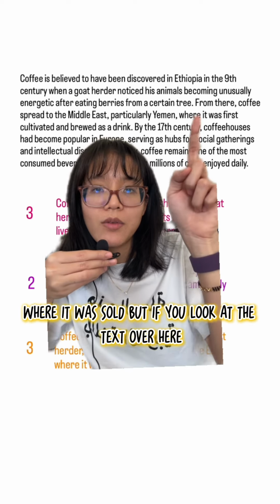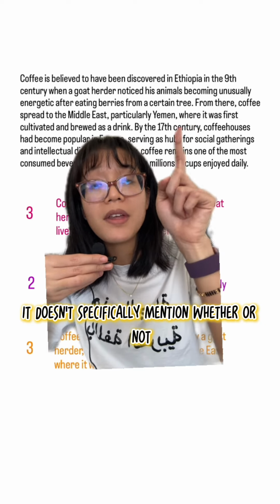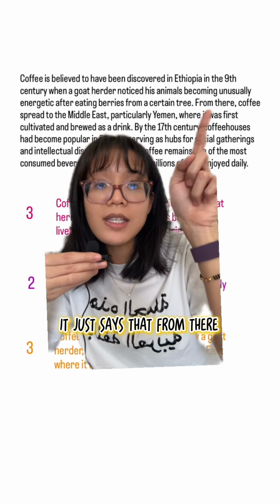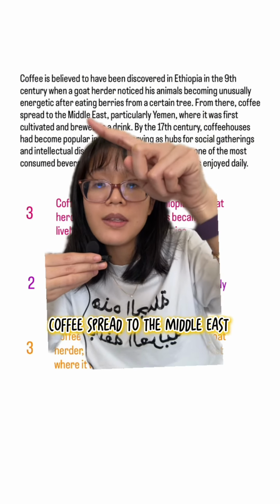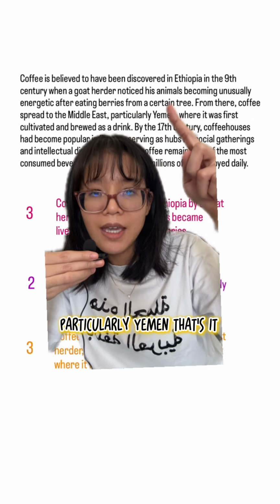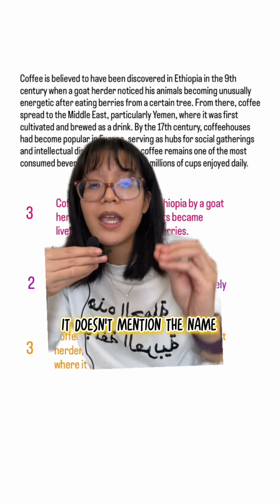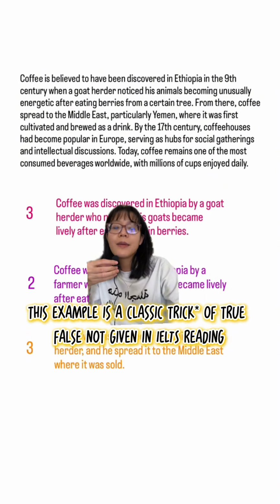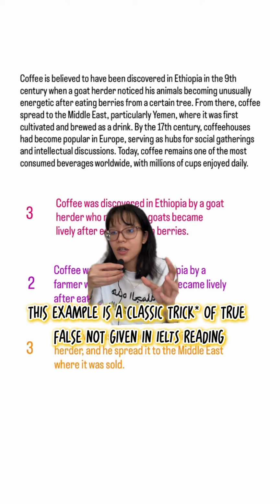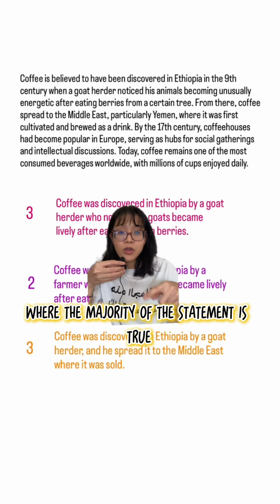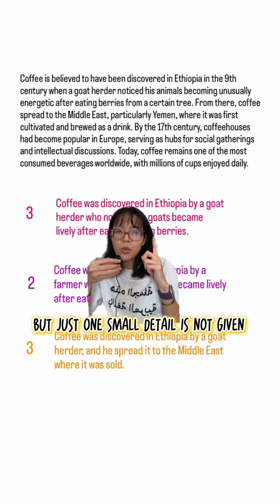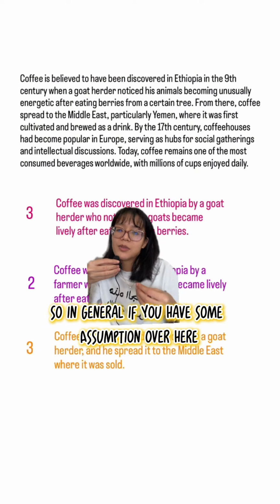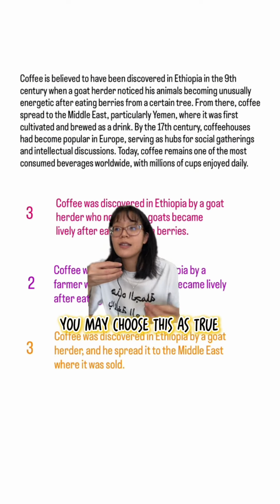But if you look at the text over here, it doesn't specifically mention whether or not this herder was the one who spread coffee to the Middle East. It just says that from there, coffee spread to the Middle East, particularly Yemen. That's it. It doesn't mention the name or specifically anyone who spread this coffee to the Middle East. This example is a classic issue of true, false, not given in IELTS reading, where the majority of the statement is true, but just one small detail is not given. So in general, if you have some assumption over here, you may choose this as true.